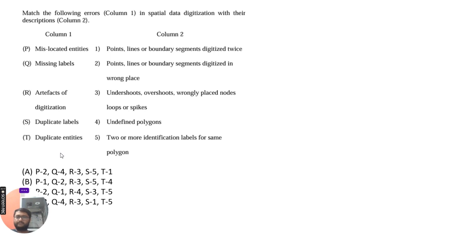So we already discussed that. Now the next question is you have to match the following. This is related to the digitization part in QGIS, and some of the things we have learned in the previous lectures as well. So can anyone connect anything from column 1 to column 2?